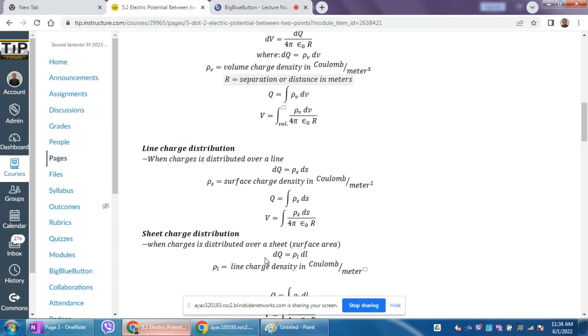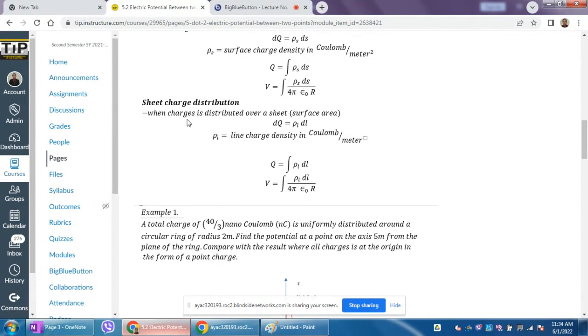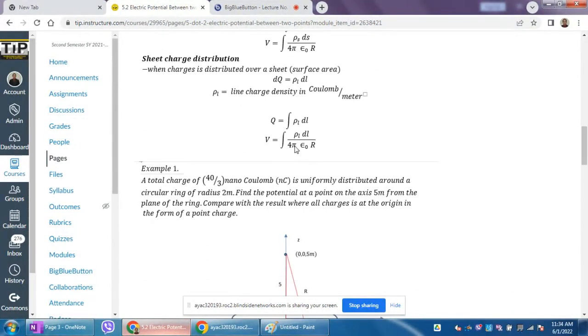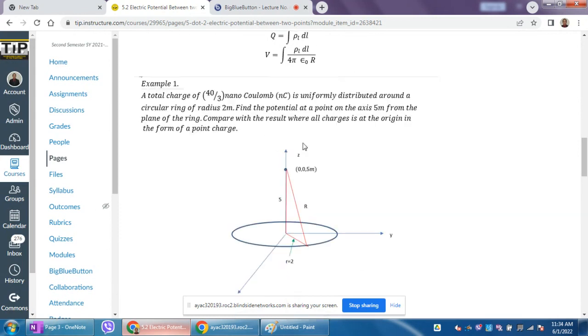Pag line charge distribution naman po, potential naman po is equal to rho L dL over 4 pi epsilon naught times R. Pag sheet charge distribution, nagkabaligtad po ako dito, sorry. This is the sheet, this is the line. Meron lang po akong typo error. Malinaw naman po, rho L saka rho S. Pag rho S, yun po yung sheet distribution. Pag rho L, yun po yung line charge distribution. Medyo nagkabaligtad lang po ako ng paglalagay.